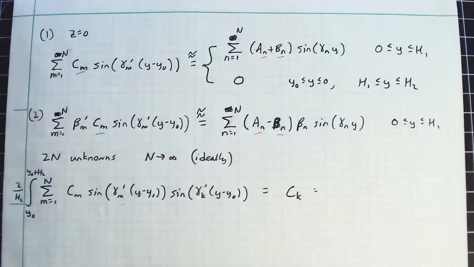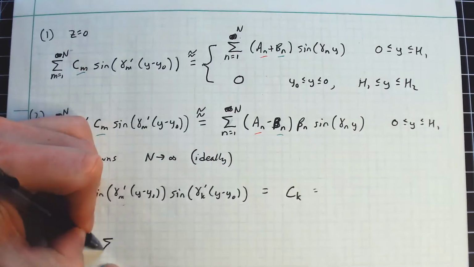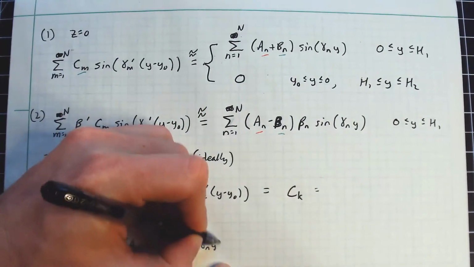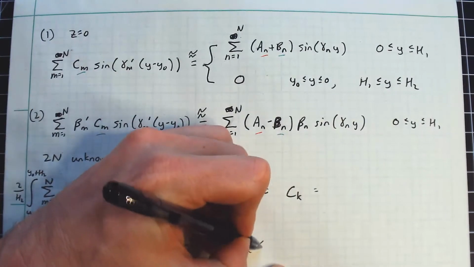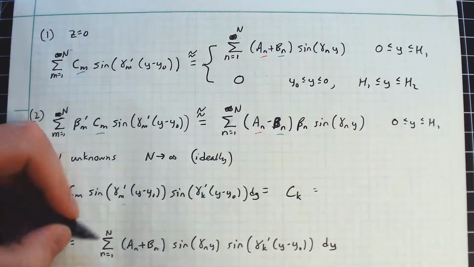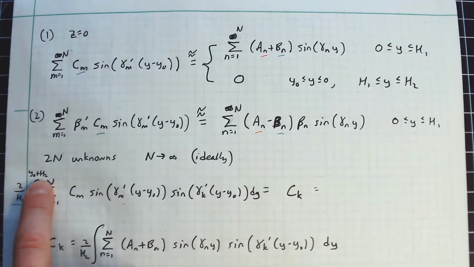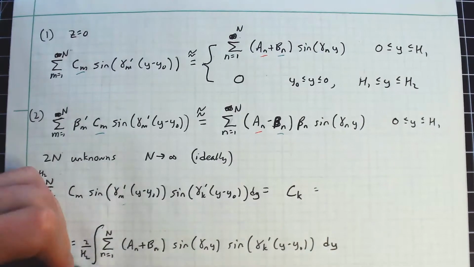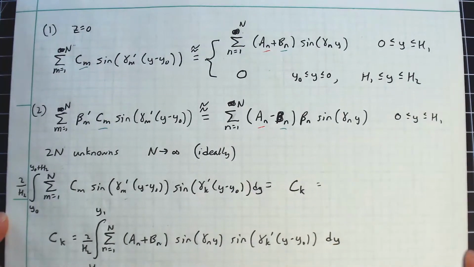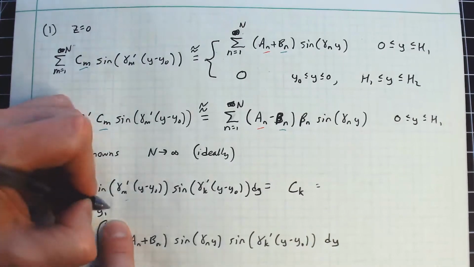So I have to do it again on the other side. c sub k is equal to the summation from n equals 1 to n of a sub n plus b sub n, times sine of gamma sub n y, multiplied by sine of gamma sub k prime (y minus y naught), and don't forget the dy. There's going to be a 2 over h2, and technically I need to integrate from y naught to y naught plus h2. For simplicity, it helps to give this a shorthand: y1 is y naught plus h2.